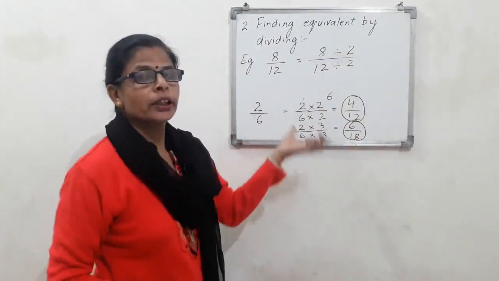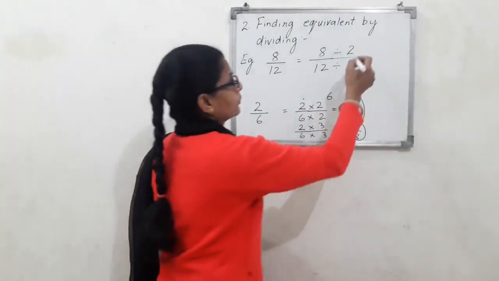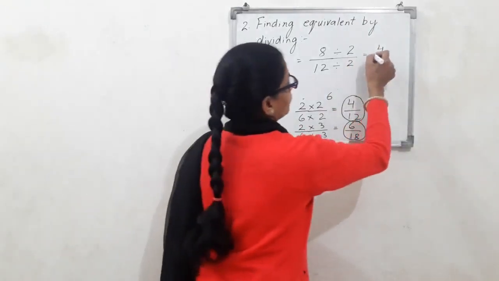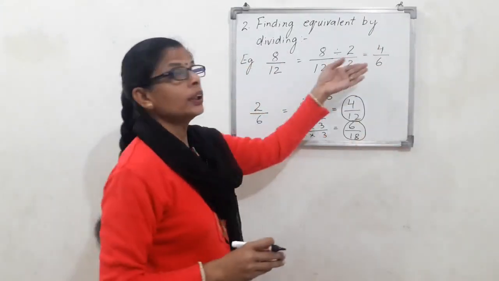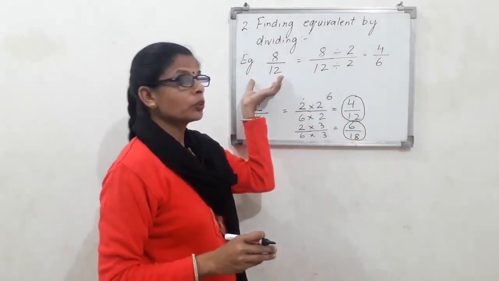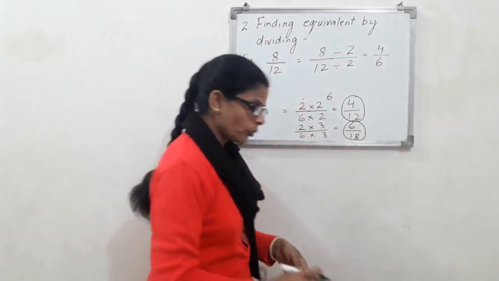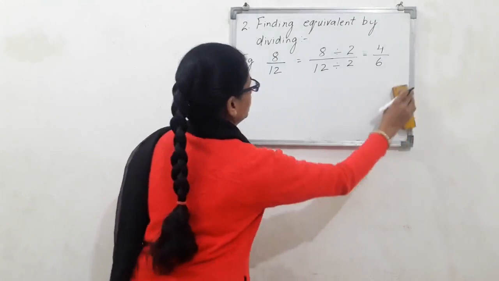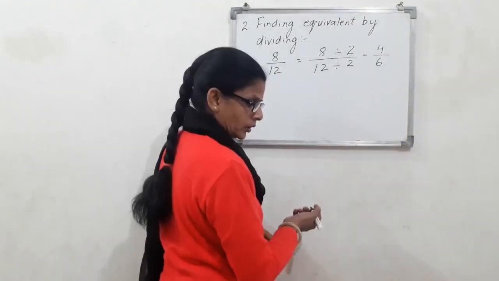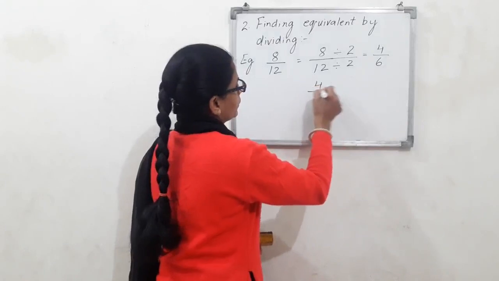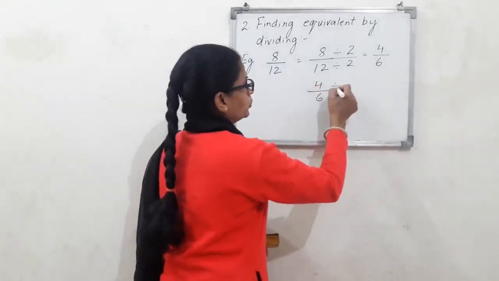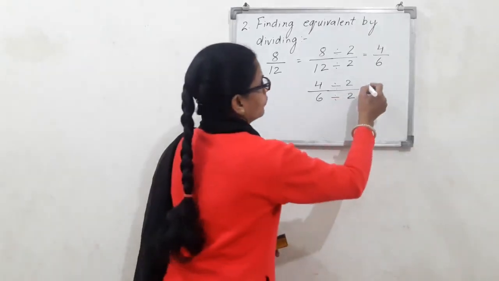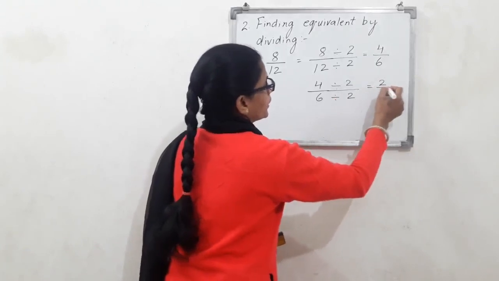Now in the table of 2, 8 comes how many times? 4 times. And in the table of 2, 12 comes how many times? 6 times. So what is the equivalent fraction of 8 upon 12? 4 upon 6. What will be the next equivalent fraction? Divide 4 upon 6 by 2. This can be divisible by 2. 2 2s are 4 and 2 3s are 6.